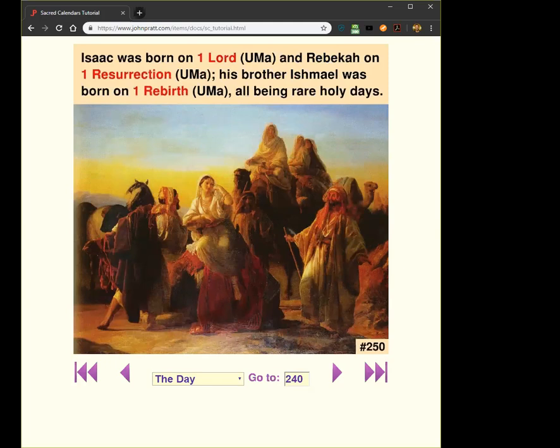None of them are on birth, which would be a lot harder, but still they're on holidays on the uniform Mars calendar. Let's go to slide 250.